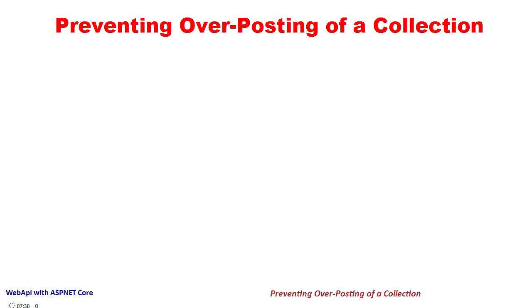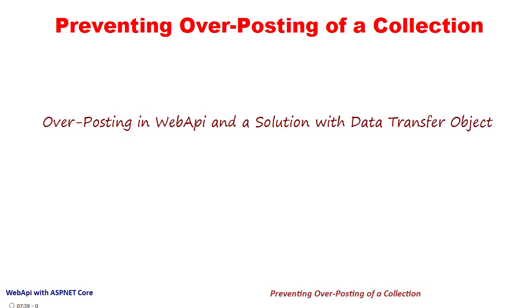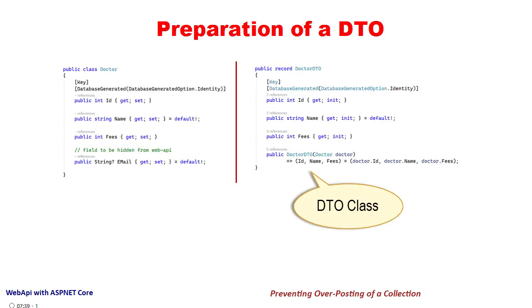If an API has to return a collection of records and if we do not want entire objects to be transmitted, then we can use a data transfer object to return a small subset of properties, just the required subset. For this, you have to be aware of the concept of overposting, so please refer to the previous tutorial, Overposting in Web API and a Solution with Data Transfer Object. It will help you get started with this tutorial, where we have added a DTO class for the doctor as you see here.